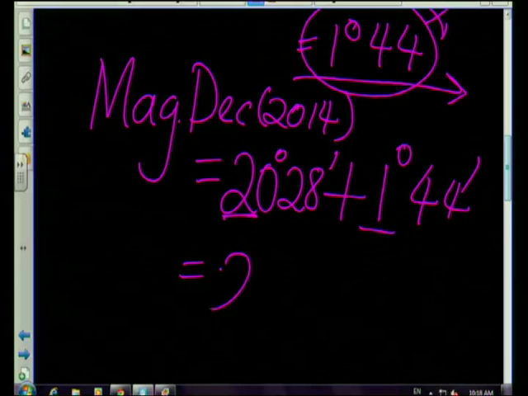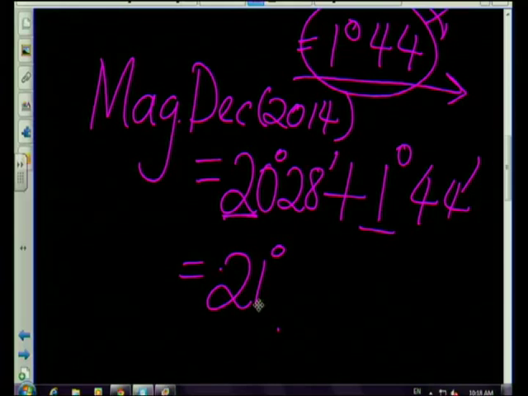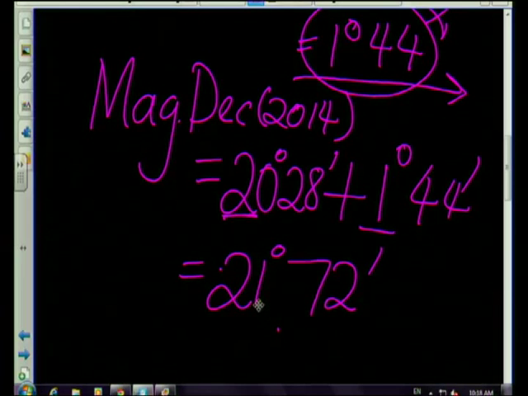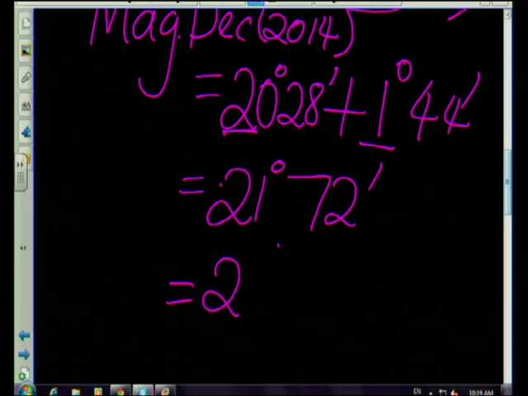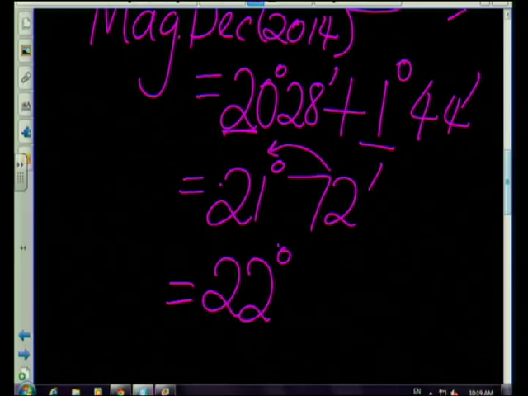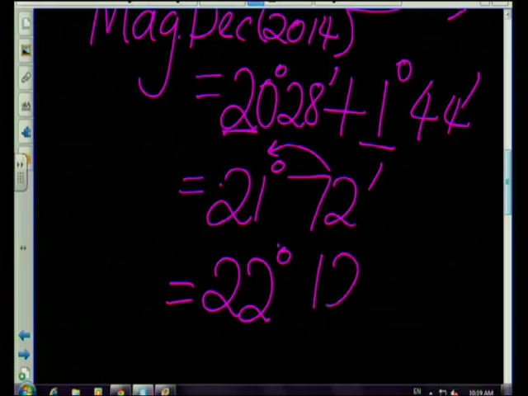Let's do this calculation. 20 degrees plus 1 degree is 21 degrees. 28 minutes plus 44 minutes, and I'm going to use my calculator for that so we can be absolutely accurate, is 72 minutes. Now, 21 degrees, 72 minutes. We've got a degree in that 72 minutes, so we can further simplify this answer. And I take that 1 degree. How many times does 60 go into 72? One time, which is 1 degree. So my answer, taking that degree over to the 21, becomes 22. And what is my remainder? From 60 to 72, 12 minutes.